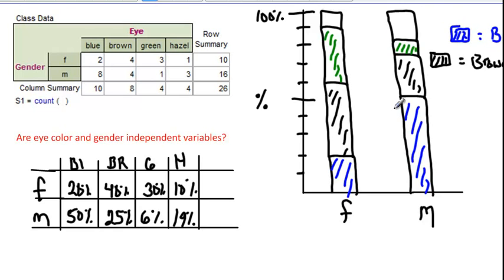It's clear that I have a lot more blue-eyed males than females, and I appear to have more brown-eyed females than males, and definitely more green-eyed females. So in this case, I would say that the variables are not independent variables. There appears to be an association between eye color and gender. We have more blue-eyed males than females, and we have more green-eyed females than males.